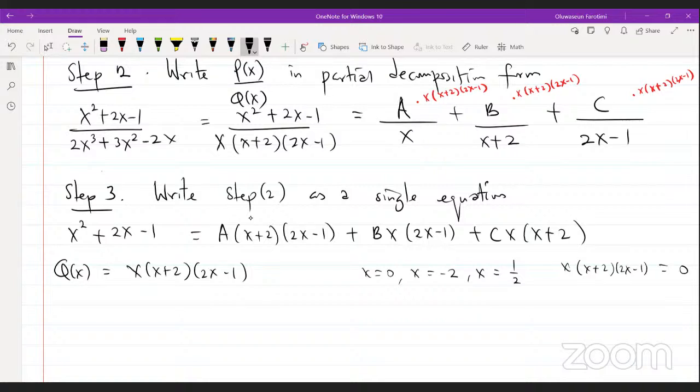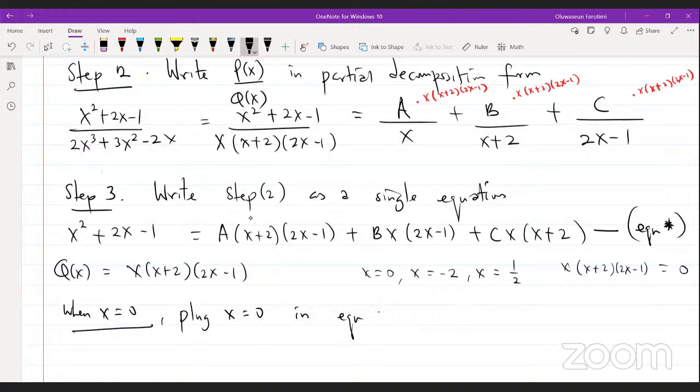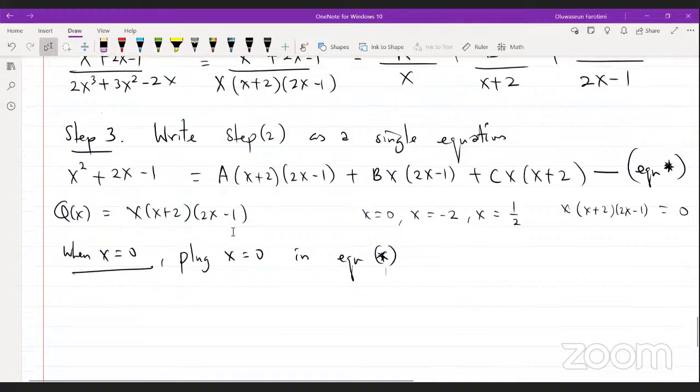The first thing is, when X is 0, what happens? Let me call this guy equation star. When X equals 0, you plug X equals 0 into equation star, because you need to determine the values of these constants. If you determine the values, then you can integrate. Without the values, it's like you're not doing anything. It's like a half job.